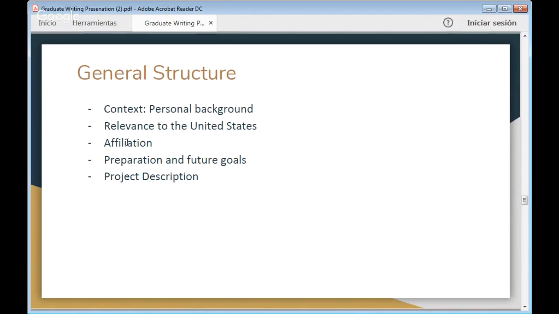The affiliation, so is there anything particularly attractive about the certain program that you're applying to, or what it is that draws you to that certain institution? Your preparation, so what it is that you've studied and how you've gotten to this point, and your future goals, so how you want to continue in your career studying this. And of course, also your project description, so what are the exact details about your project, and how you plan to make sure that it's feasible and something that can be conducted within the time range.